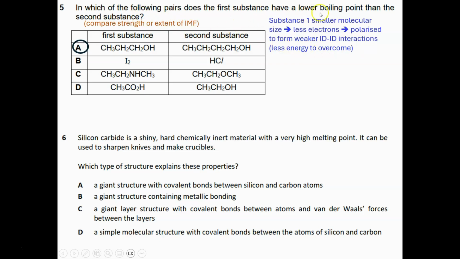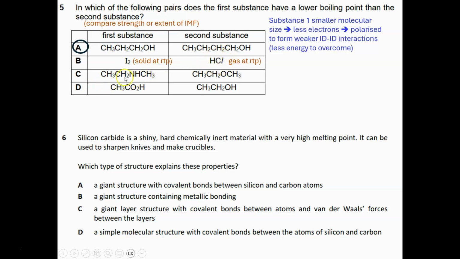So remember, for contrasting boiling point, we need to mention the energy to overcome the intermolecular forces based on the strength of the intermolecular forces. Okay, option B, iodine is a solid at room temperature, whereas HCl is a gas at room temperature. So it already tells you that this one has a higher boiling point than this one.